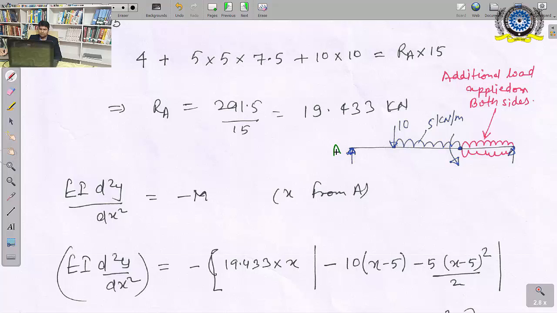This is our point A, this is our point B, this is point C, this is point D. Okay, so Mx is what?